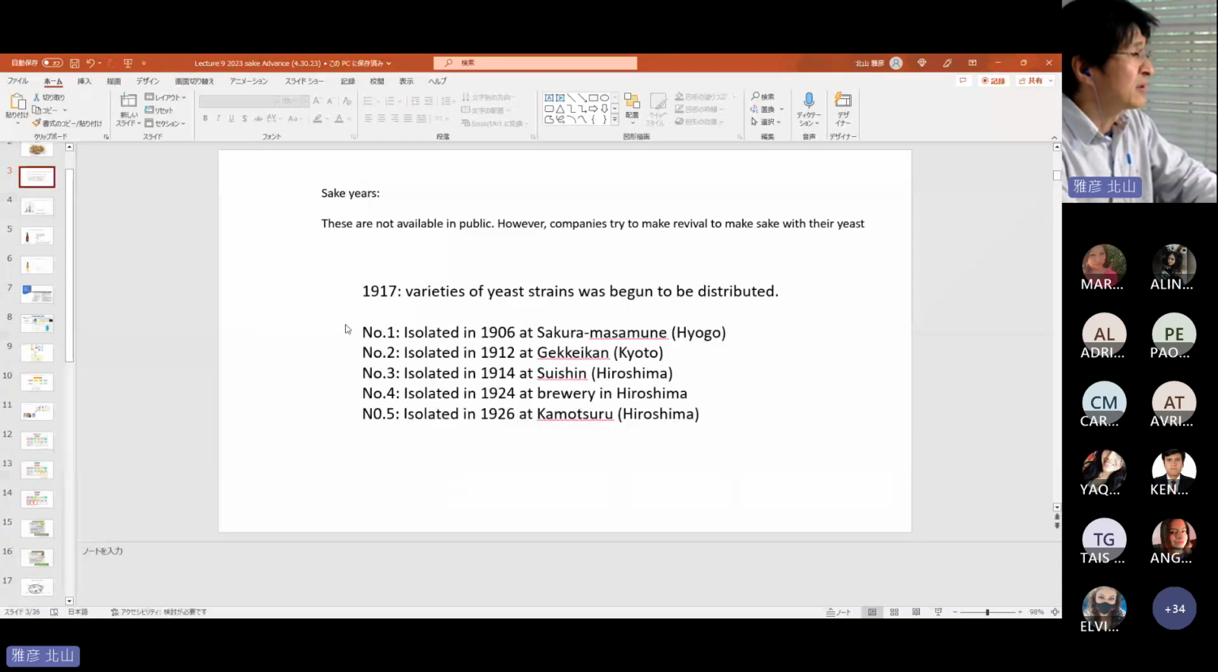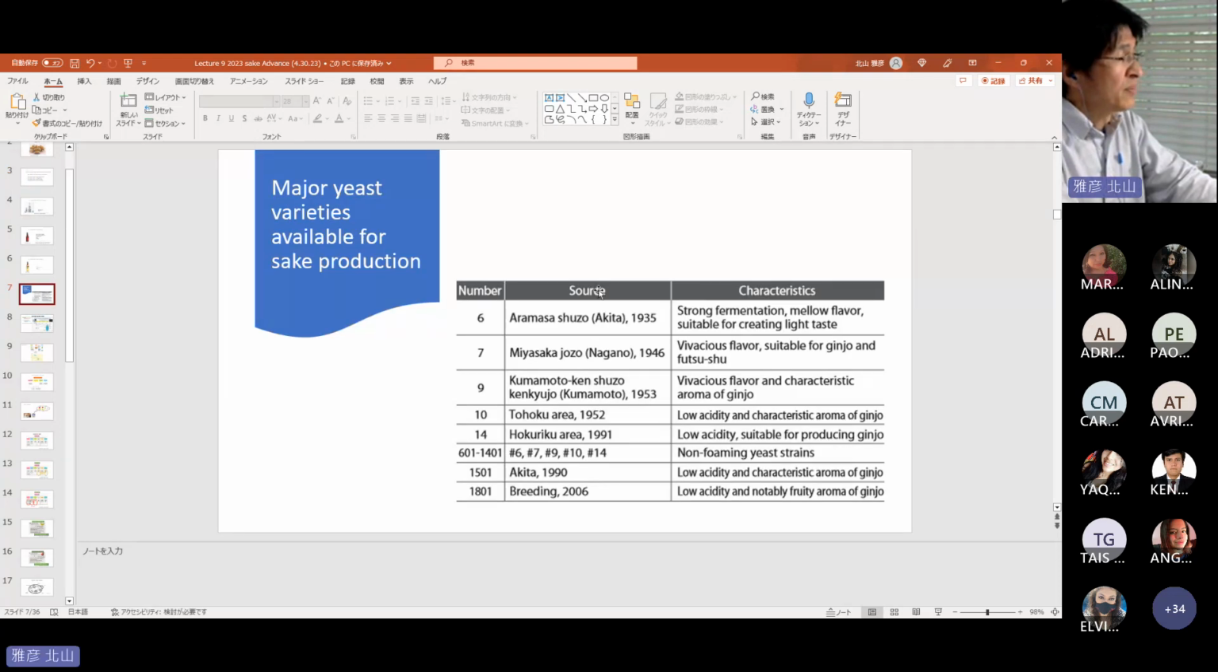At the beginning, government control was very strong. The government tried to take the initiative to isolate yeast strains, and it tried to award and grade sake at the competition. But later, people began to realize that very characteristic sake was produced in other parts of Japan.